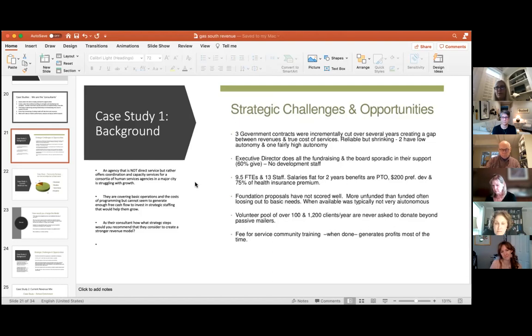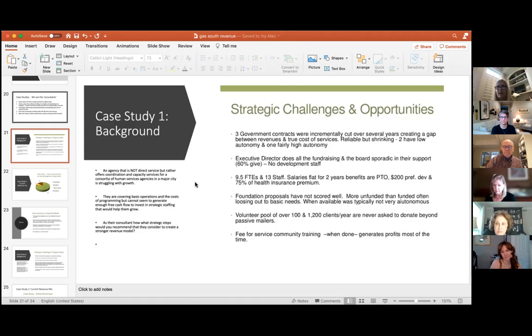They have foundation efforts, but they're not doing well. They're not really successful a lot of the time in that. And when they are getting them, they're not autonomous. There's a lot of requirements related. They do have a big volunteer pool and a large client pool, but they've not really asked or leveraged those.